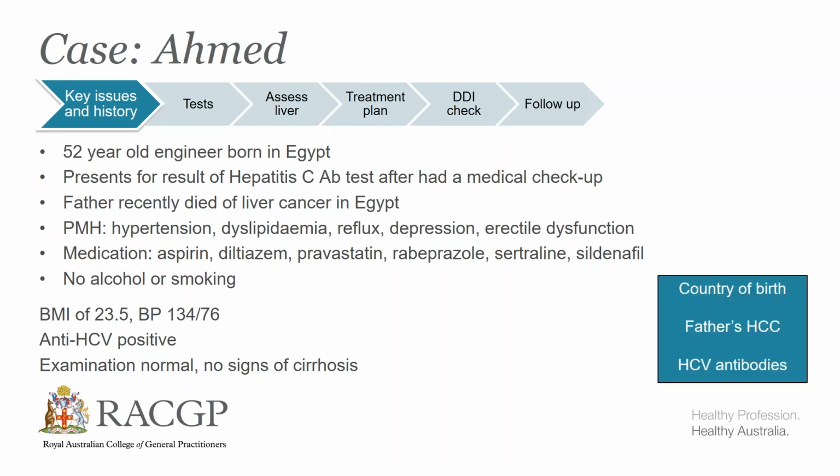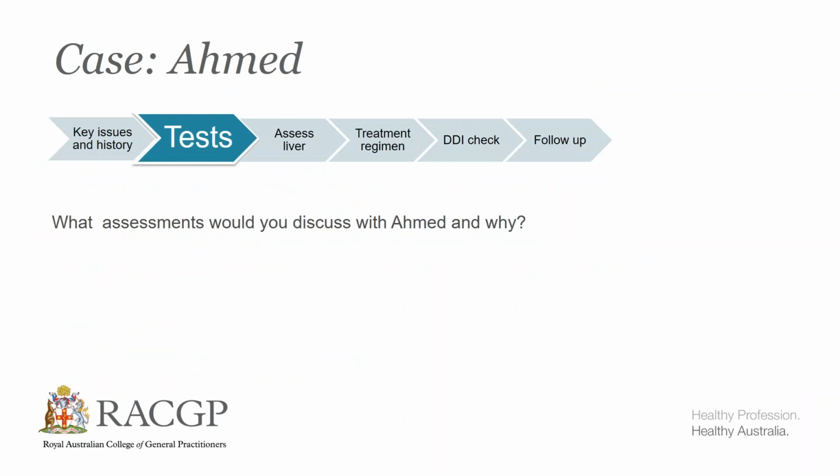So we have a gentleman here with a significant country of birth, given the priority populations we've identified in the past, understanding that Egypt has quite a high prevalence of hepatitis C. We also have a history of his father having hepatocellular carcinoma, which is a bit of an alarm bell and sort of expression of his risk of liver cancer. And we also know that he has exposure to hepatitis C. So as a GP, Mari, how would you proceed in this situation? And we can give everybody an opportunity to think about this before we go to the next slide.